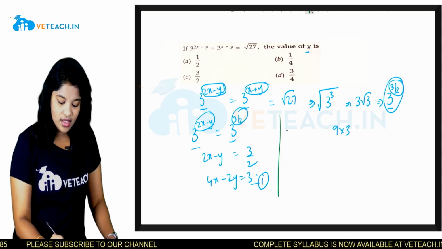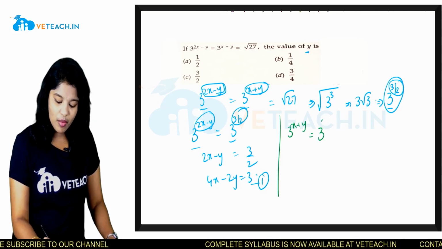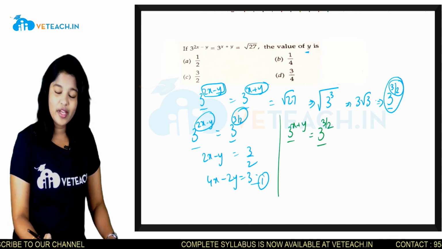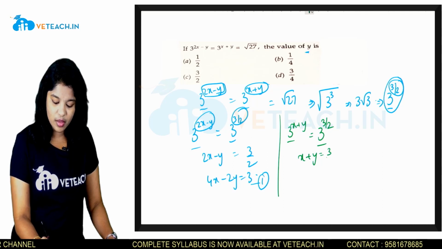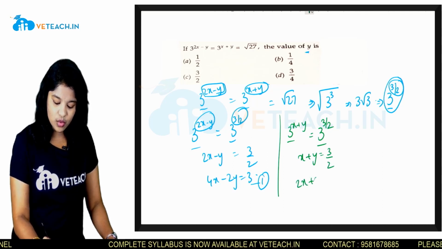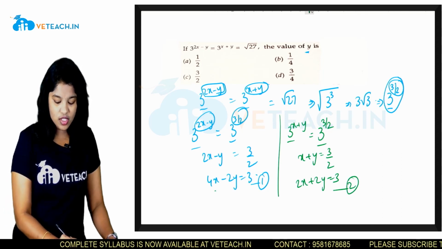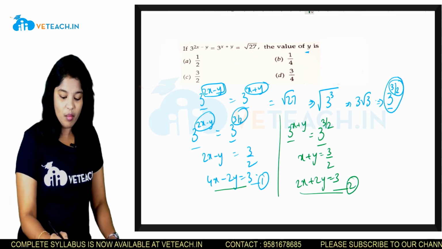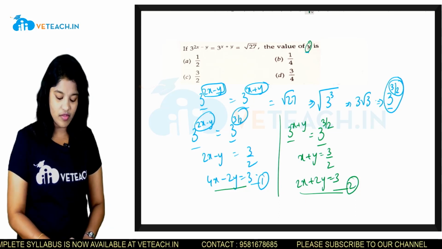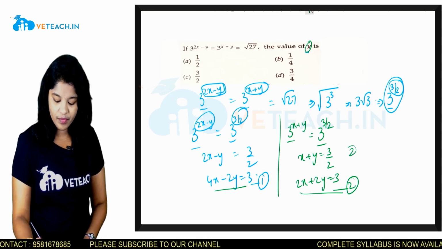Next one. Consider 3 power x plus y is equal to 3 power 3 by 2. Here also the bases are equal, so the powers should be equal. x plus y is equal to 3 by 2, that is 2x plus 2y is equal to 3. Let this be equation number 2. Simply, if we add both equations, we can find the x value. But we need to find the y value, so we will solve directly for y. Multiply equation 2 with 2.